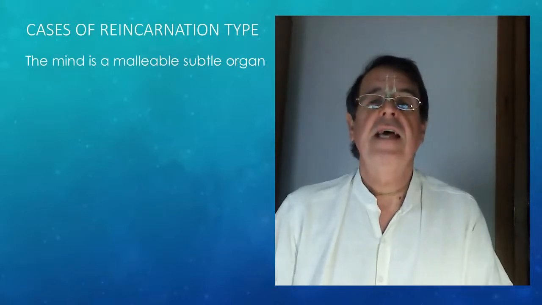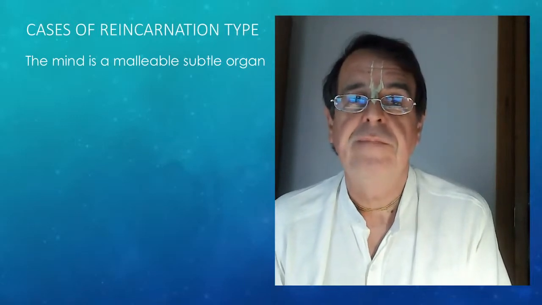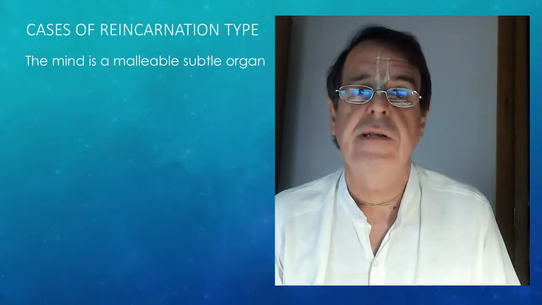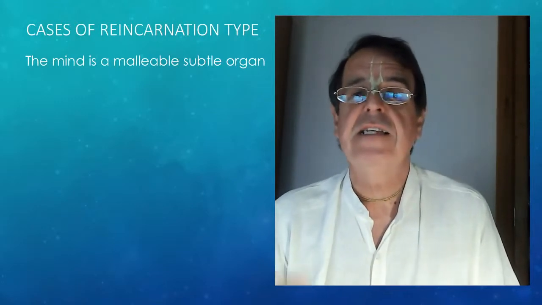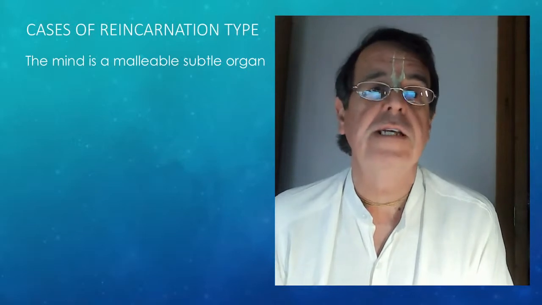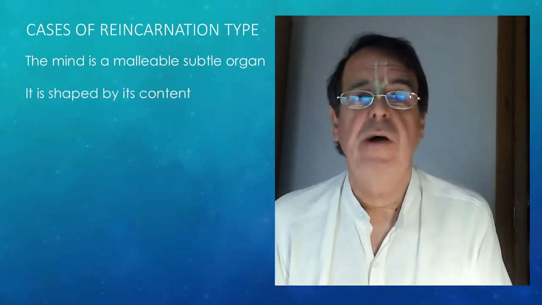But as tempted as I am, I'm not going to give you any more cases today because I need to get into our takeaways from all these examples. And that is that the mind is a malleable, subtle organ. It gathers the inputs from our senses and also from our volition. And it generates ideas, thoughts, and emotions. And the mind flexes and forms according to this content. It takes the shape of its content.